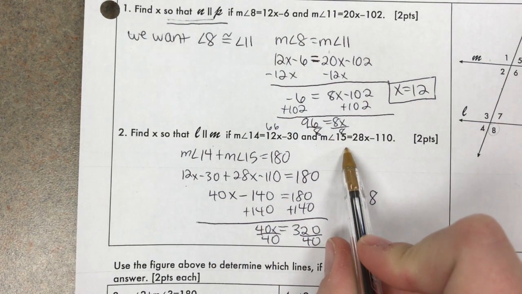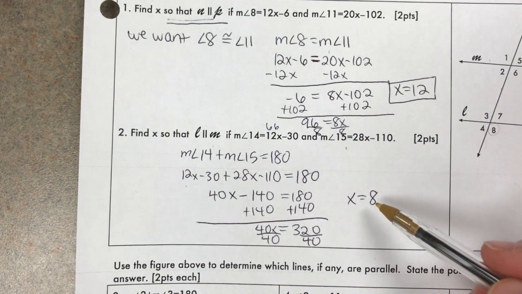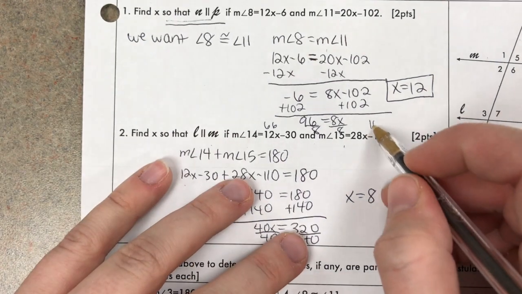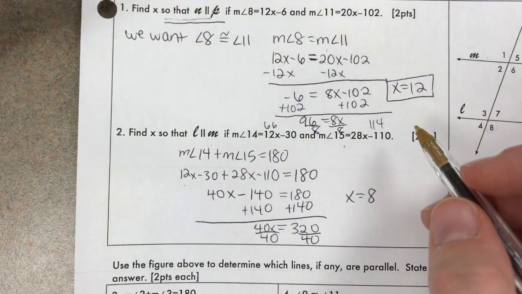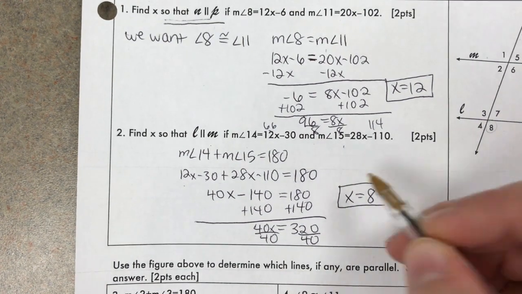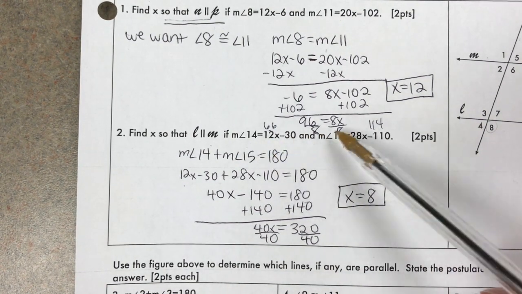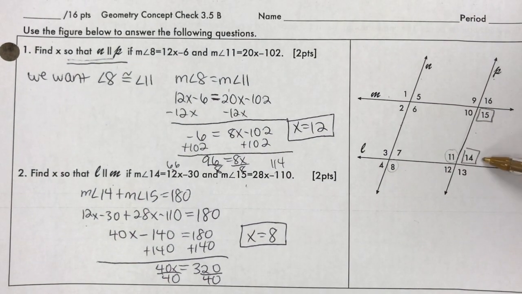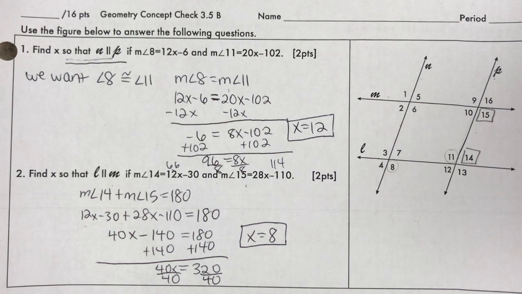So we do 28 times our x, so 28 times 8 is 224 minus 110 is 114, and then 114 plus 66 is indeed 180. So we are correct. So we want x equal to 8. That will make the measure of angle 14 and the measure of angle 15 supplementary, and so that would mean same side interior angles are supplementary, which by the same side interior theorem converse makes L and M parallel.